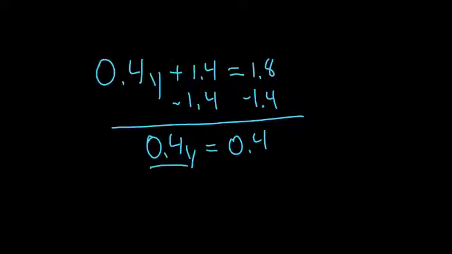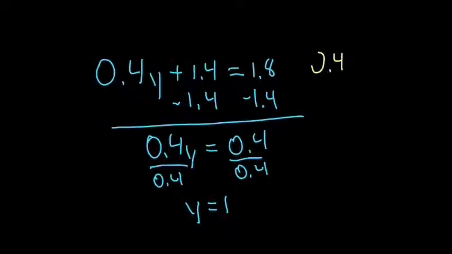Now I need to divide to solve for y. So I'm going to divide by 4 tenths on both sides to keep my equation balanced. So 4 tenths divided by 4 tenths is just going to give me 1y. And then 4 tenths divided by 4 tenths is also going to be 1. So y equals 1. Again, we can put that back into our original equation.